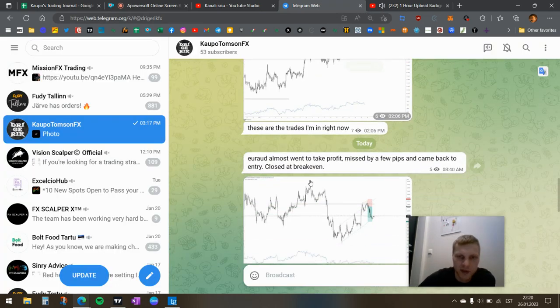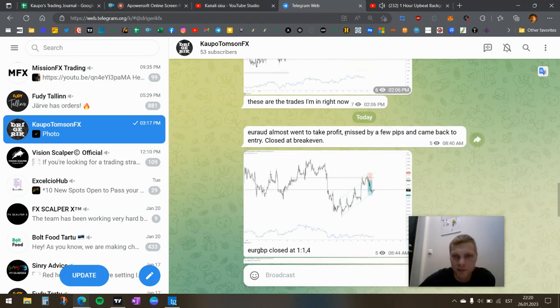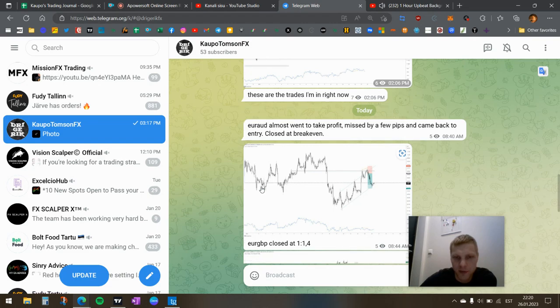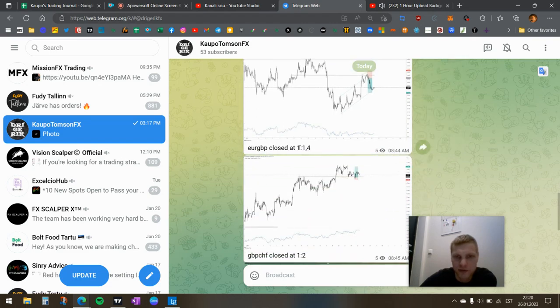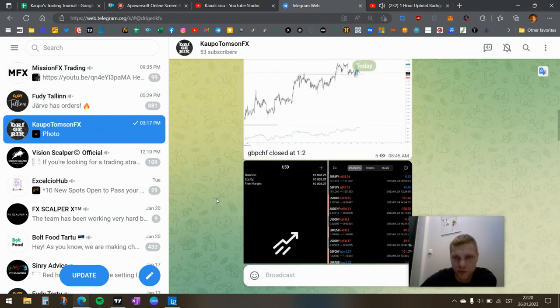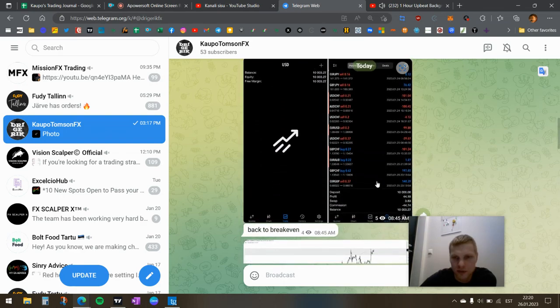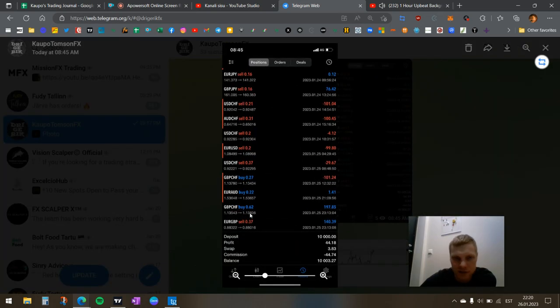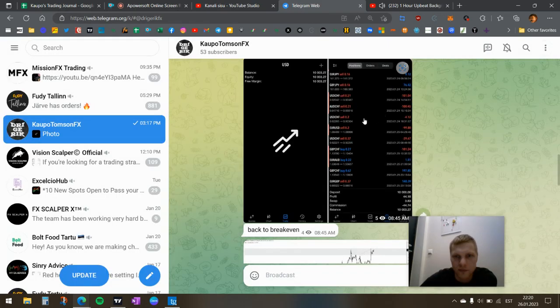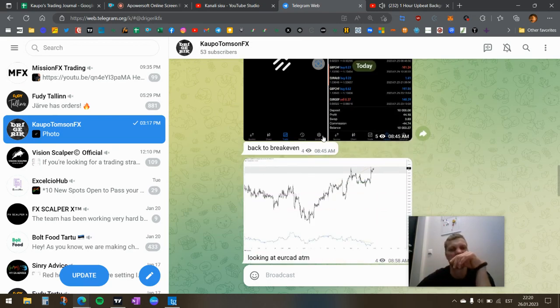So these are trades I'm in right now. Euro AUD almost went to take profit, missed by a few pips and came back to break even, closed at break even. Euro GBP closed at 1.4 and GBP at 1.1 to 2. So these are the trades. And yesterday at midnight I got back to break even.